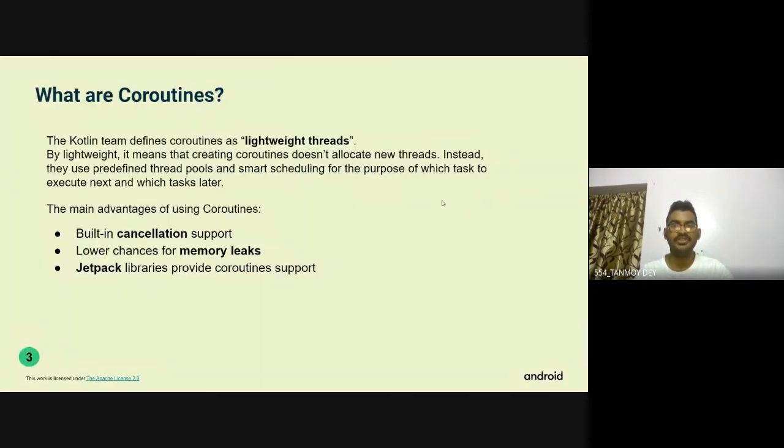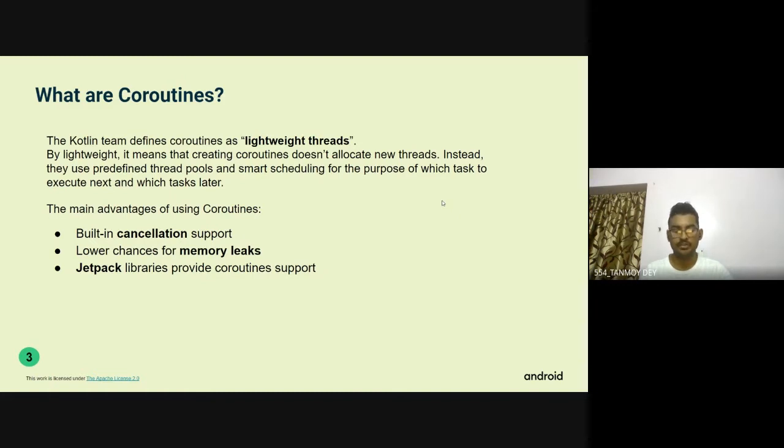Coroutines. Officially, the description of coroutines is lightweight threads, but by lightweight, it means that creating coroutines doesn't allocate new threads. It instead uses the thread pools which already exist, using smart scheduling like launch, async, and await, and then it executes the task.